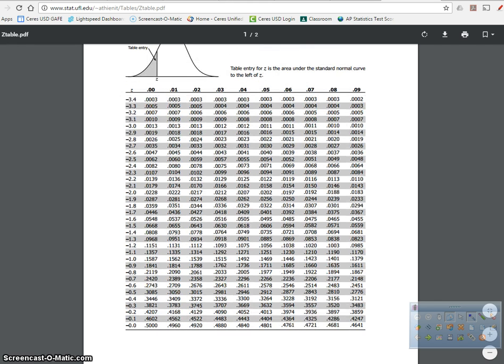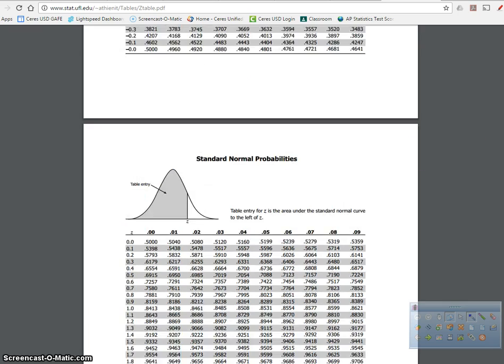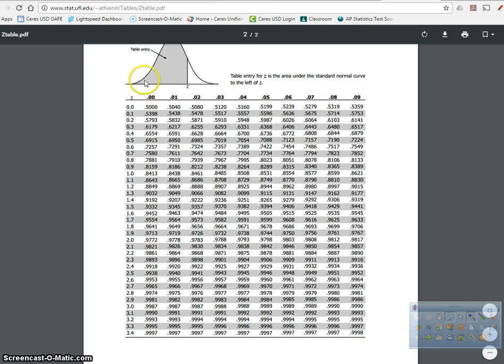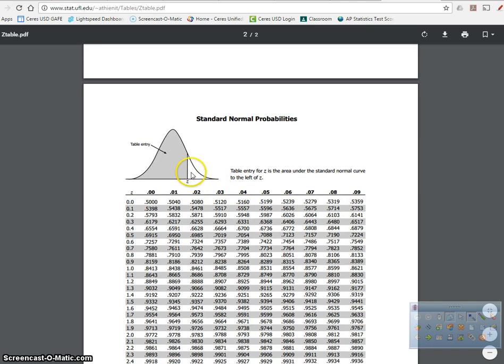So it's got two sides. These are the negative z-scores. This is the tenths decimal, and this is the hundredths decimal. And then inside is the probability. If you go to the other page, you have positive z-scores and their probabilities. And again, notice it gives you everything under. So if you have to find a shaded area greater than, we're going to have to subtract from 1.